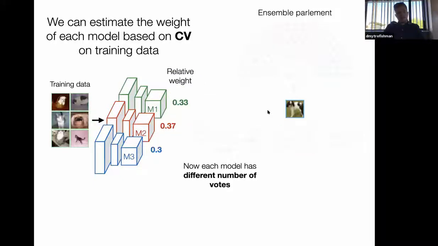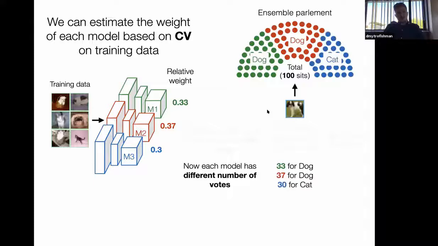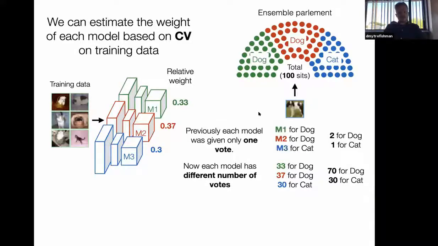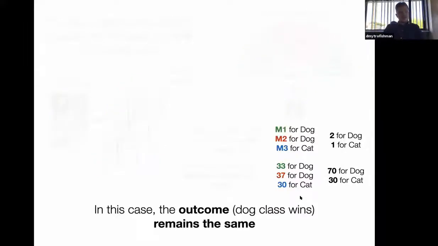Now we have a different picture. Now the first party has 33 votes, the second party 37 votes, and the third party 30 votes. And now we can sum them up. This is 70 votes for dog and 30 for cat, right? So that's how the weighted ensemble is different from the non-weighted ensemble. Previously, each model had just 1 vote. Now it's a different number of votes for each model. It doesn't change things; the outcome remains the same in this very particular case.